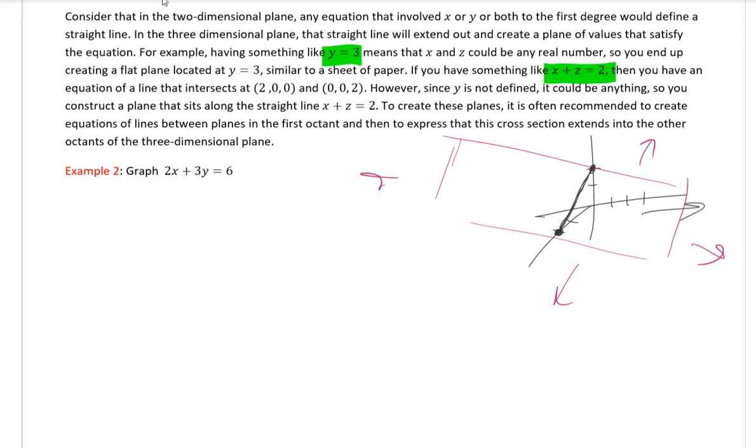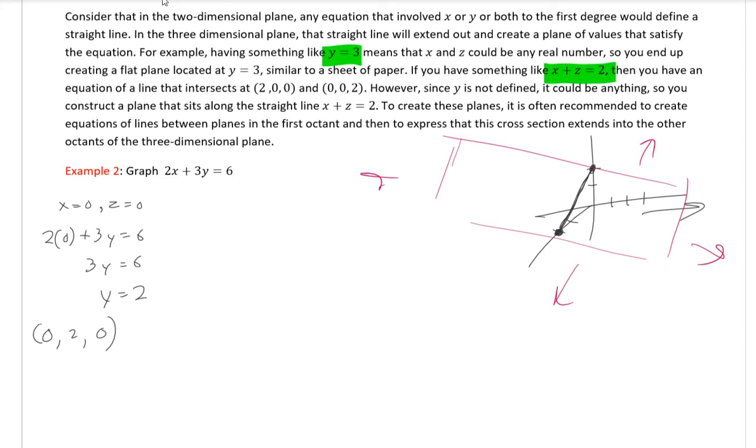For example, here we have 2x plus 3y equals z. Alright, well, let's say x equals 0 and z equals 0. Then what we have is 2 times 0 plus 3y equals 6, or just 3y equals 6, and therefore y equals 2. So now I have a point. I have a point of x being 0, y being 2, z being 0.